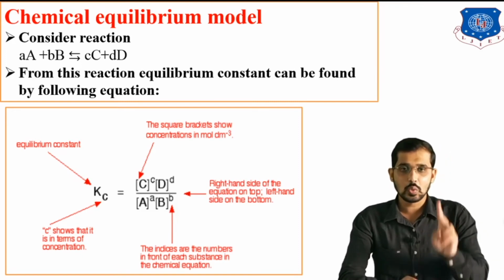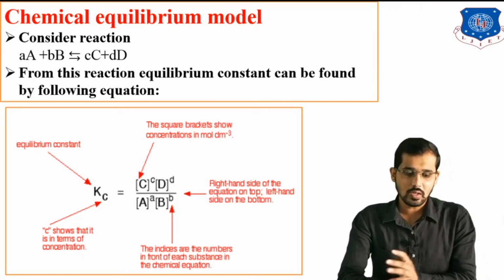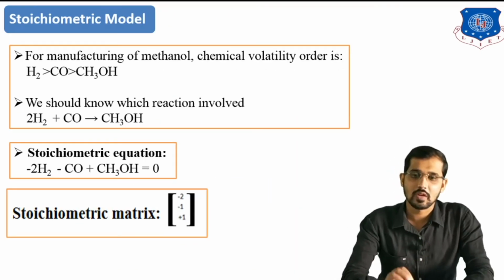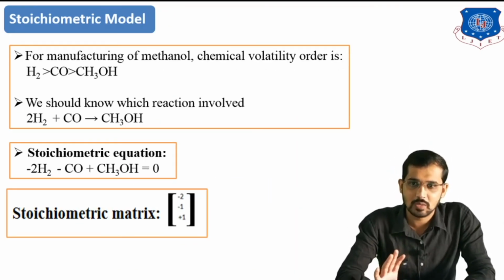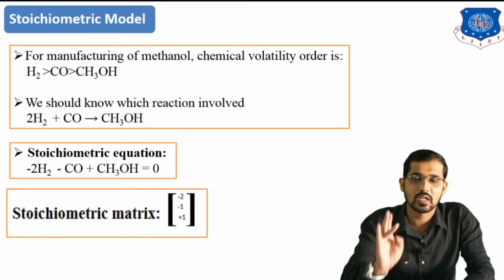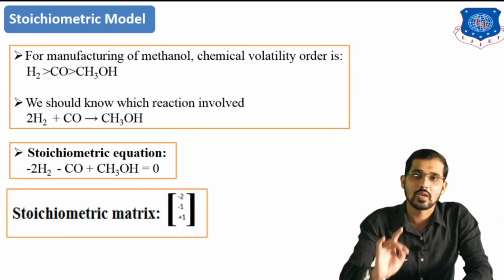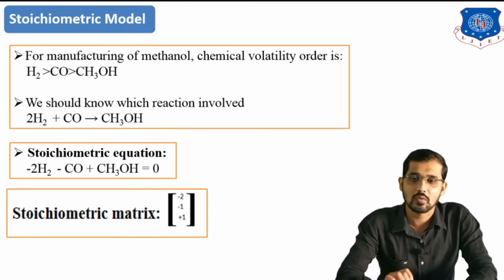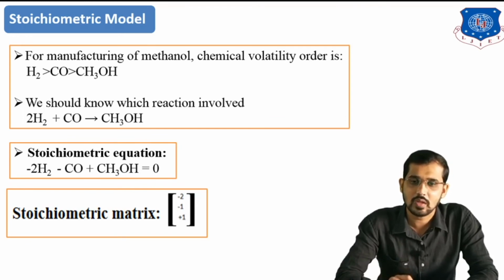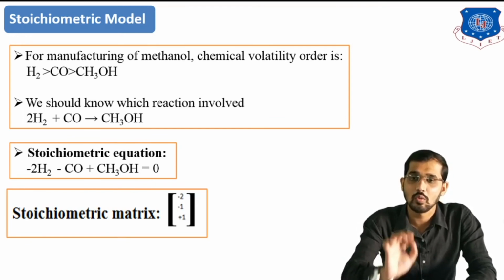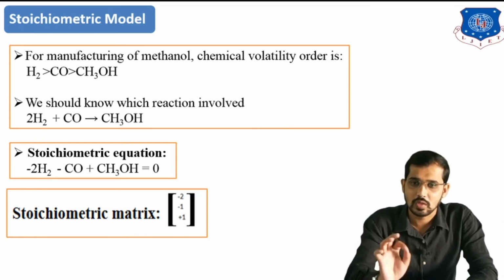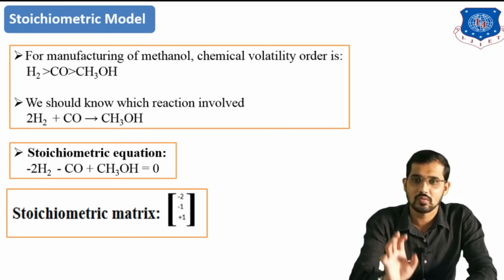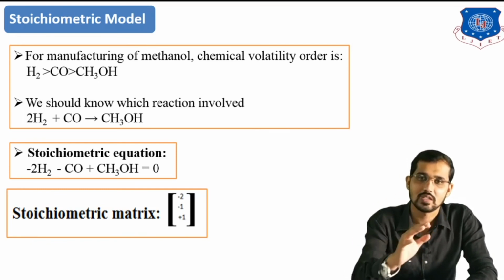So here we have seen two models. The first one is the stoichiometric model. In the stoichiometric model we have developed the stoichiometric matrix. For that purpose you should know the volatility order, then the chemical reaction followed by the stoichiometric coefficients, and after that you have to write the stoichiometric matrix. To get the stoichiometric matrix you should know how to write the stoichiometric equation. So here you can see that for the stoichiometric equation we are taking reactants on the product side.